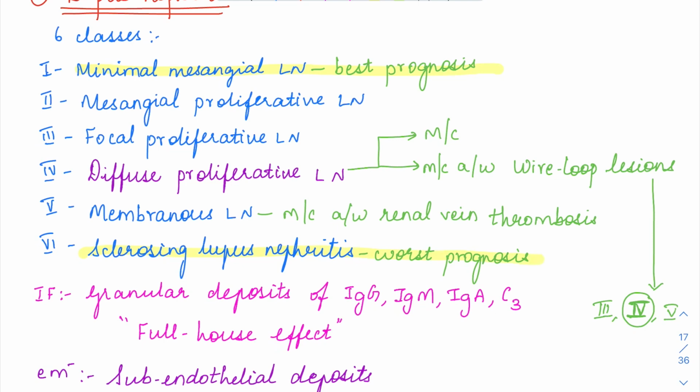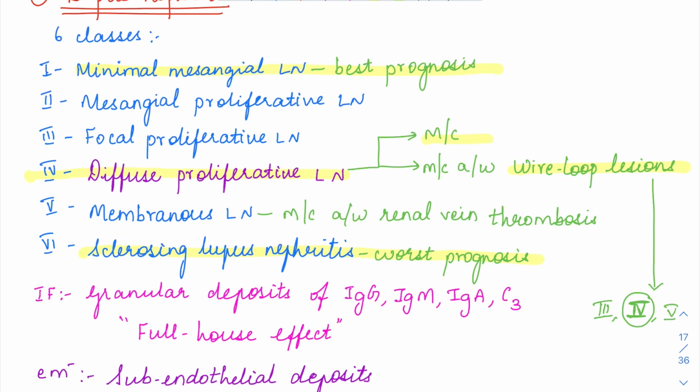And the most common class in which patients present will be the fourth class, which is diffuse proliferative lupus nephritis. So this is the most common class. And the classical feature you see in lupus nephritis will be a wire loop lesion. Wire loop lesions are nothing but subendothelial deposition. SLE, we all know, is an immune complex mediated disorder, right? And it was an example of both type 1 and type 3 hypersensitivity, most commonly type 3 hypersensitivity, right?